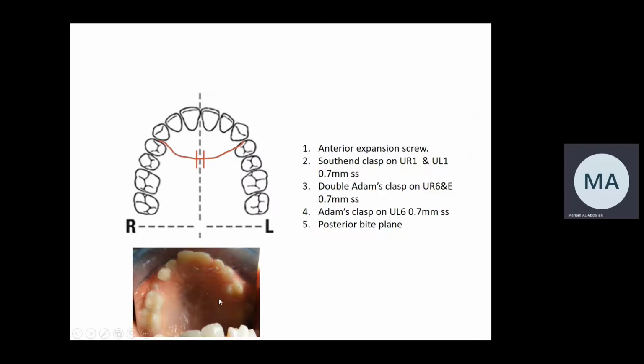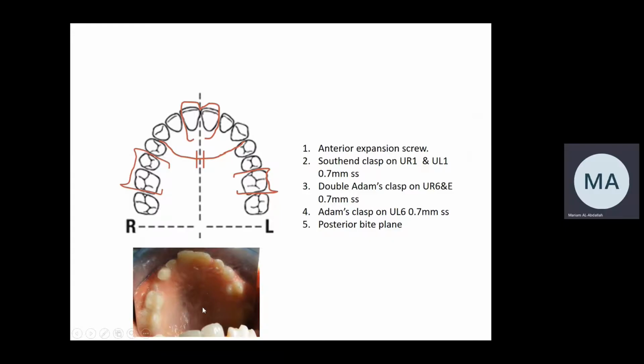We draw it with two lines like this. And then for the retention, I can use Adams on the upper left 6, 0.7 millimeter stainless steel wire, double Adam on the other side of 0.7 millimeter stainless steel wire.